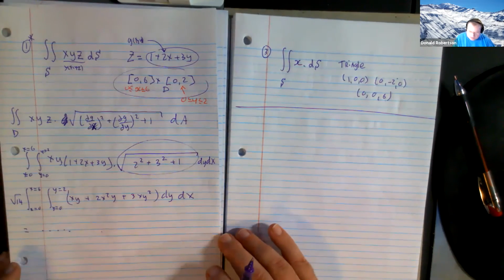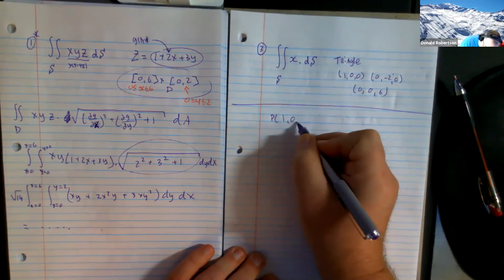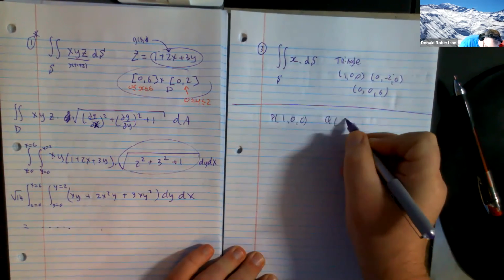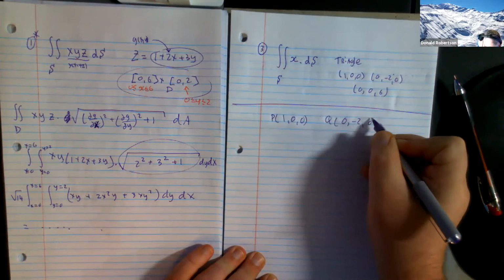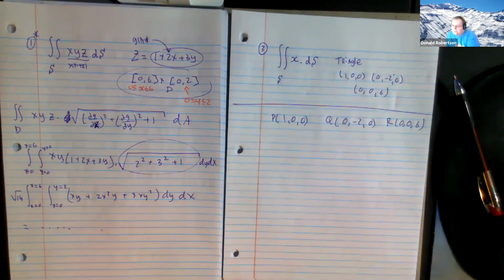Think Calc 3. I'm going to call the first one 1, 0, 0. I'm going to call the second one 0, negative 2, 0. I'm going to call the third one 0, 0, 6. I want the equation of a plane passing through those 3 points.